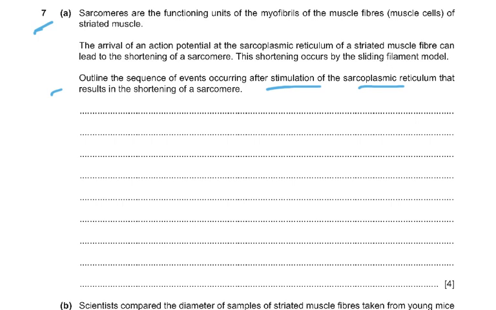Voltage gated calcium channels, calcium ions leave the sarcoplasmic reticulum, calcium binds to troponin, troponin changes shape, exposing the binding site on actin, myosin heads bind to this site, or you can say forms cross bridges, and the myosin head tilts and pulls the actin, which of course shortens the sarcomere. So this was a very simple direct question. You either knew it or you just didn't know it.